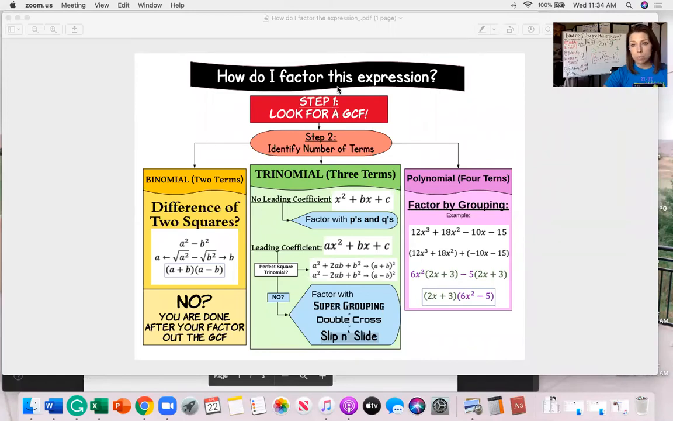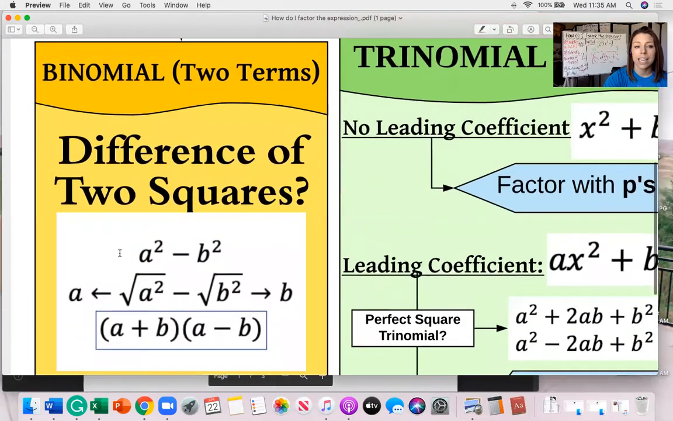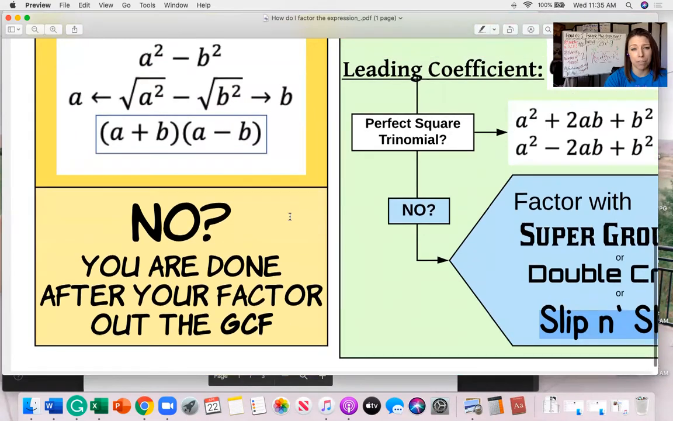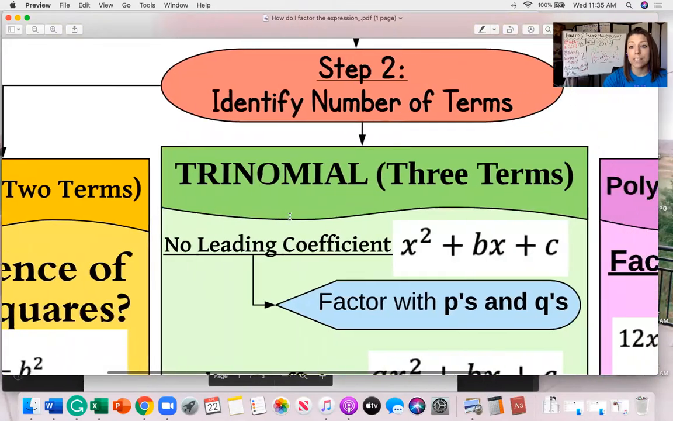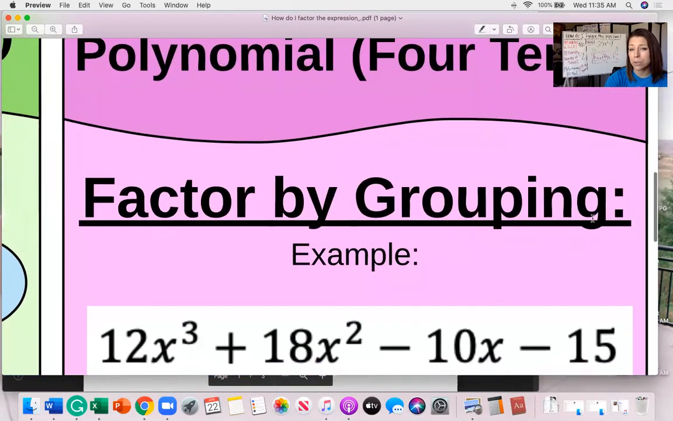To determine which method you use to factor an expression, you always ask yourself the same first question: is there a GCF? Why do we do that? Because it makes all of your terms a lot smaller, easier to deal with. Then you identify the number of terms in the expression. If it's a binomial, you really only have 2 options. Either it's a difference of 2 squares, or you're done after the very first step. There's only a few ways to be able to factor a binomial. If it's a 4-termed polynomial, you only have 1 option: factor by grouping.